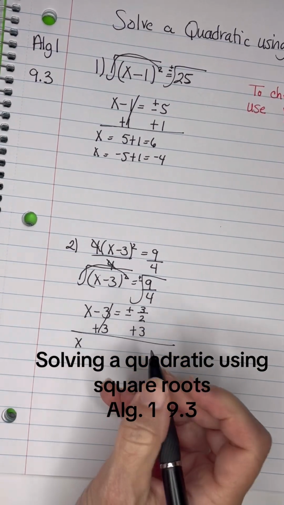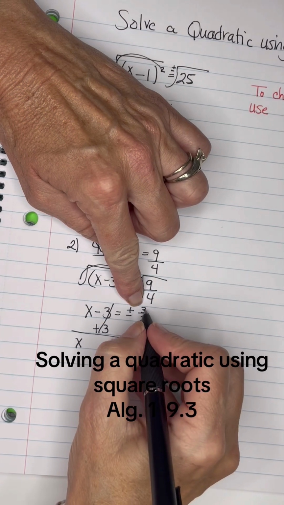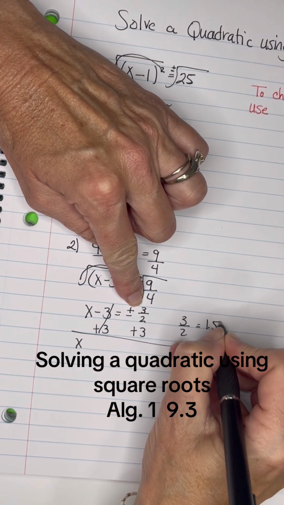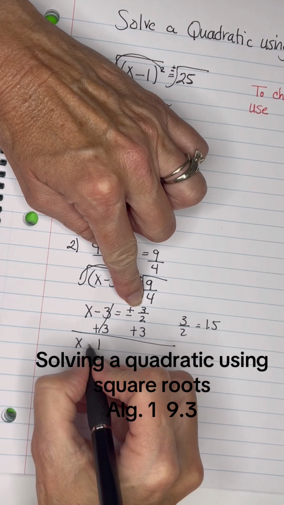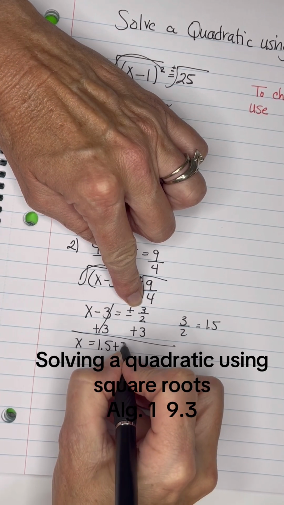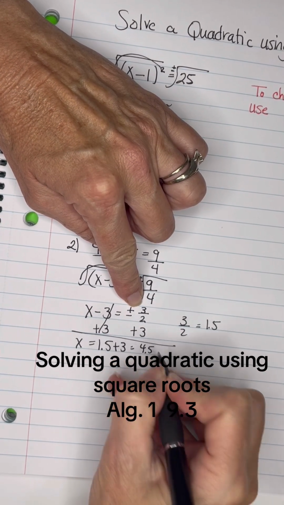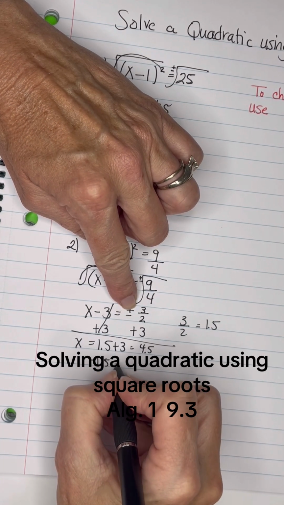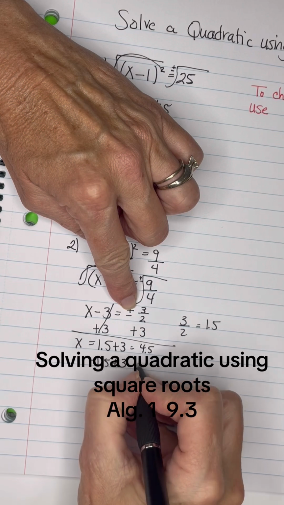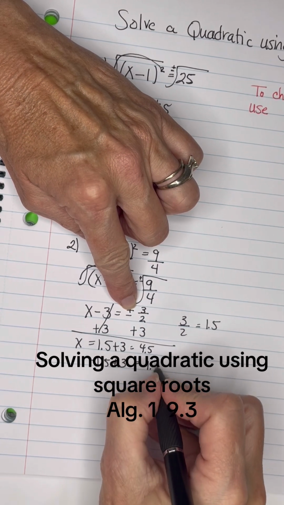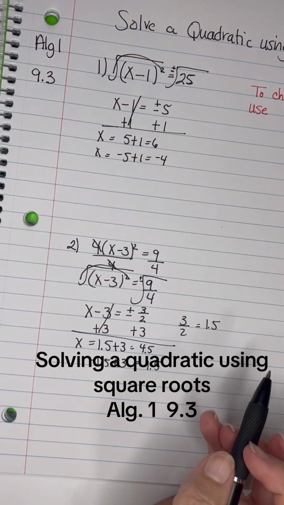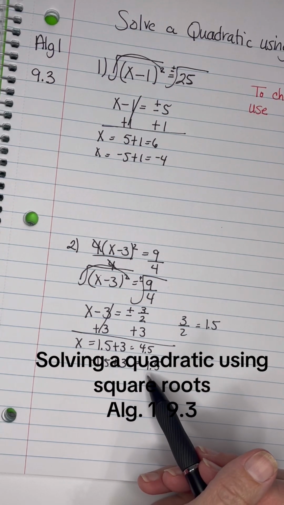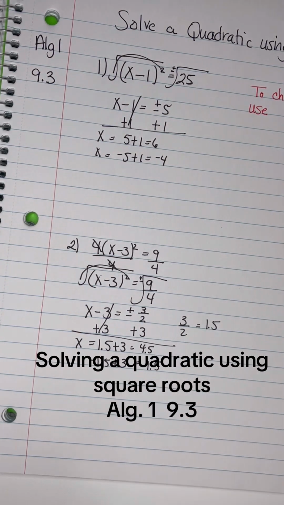And I have, let's change that 3 over 2 to 1.5 just to make it easier. I have 1.5 plus 3, which is 4.5. And then I also have a negative 1.5 plus 3, which is a positive 1.5. So there I have 4 1/2 and 1 1/2 as my two solutions.